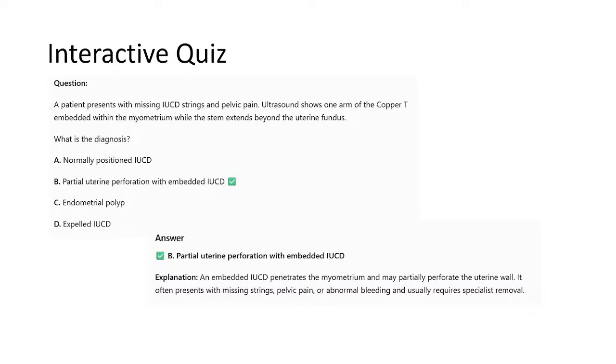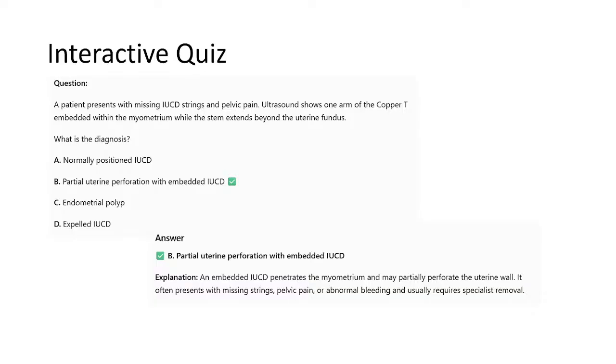So let's just have this interactive quiz. So let's have this question. A patient presents with missing IUCD strings and pelvic pain. Ultrasound shows one arm of the copper T embedded within the myometrium, while the stem extends beyond the uterine fundus. What is the most likely diagnosis? A, normally positioned IUCD. B, partial uterine perforation with embedded IUCD. C, endometrial polyp. D, expelled IUCD.